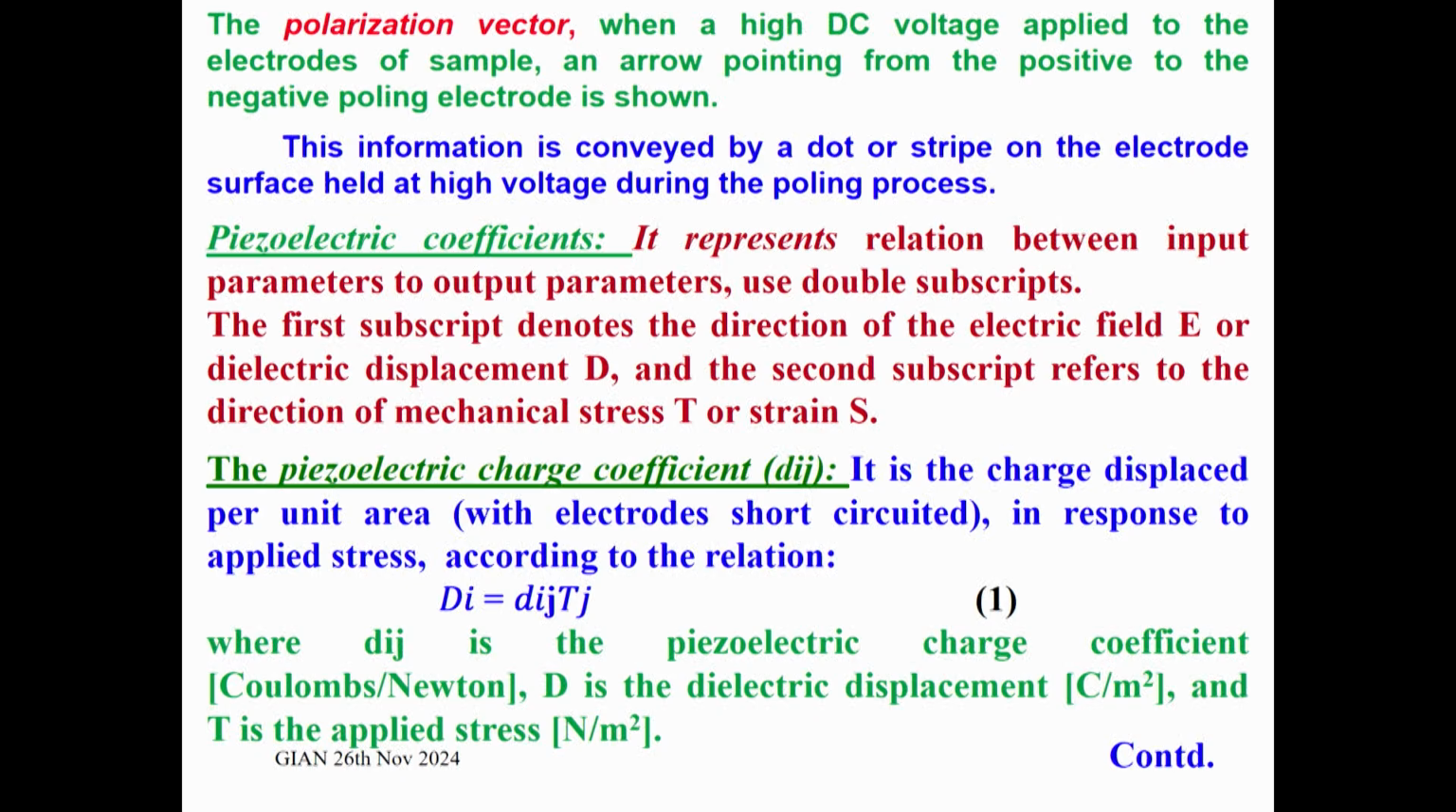So, for the piezoelectric charge coefficient, the equation is Di equals Dij into Tj. Dij is the piezoelectric charge coefficient, which has the unit of Coulomb per Newton. D is the dielectric displacement, which has the unit of Coulomb per meter square, and T is the applied stress, which is Newton per meter square.